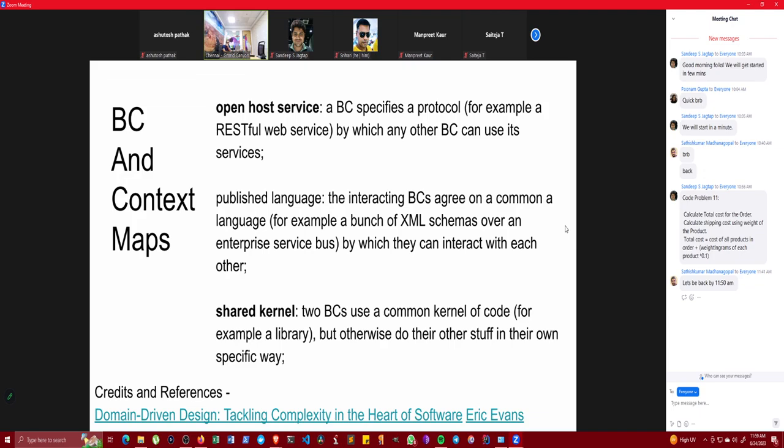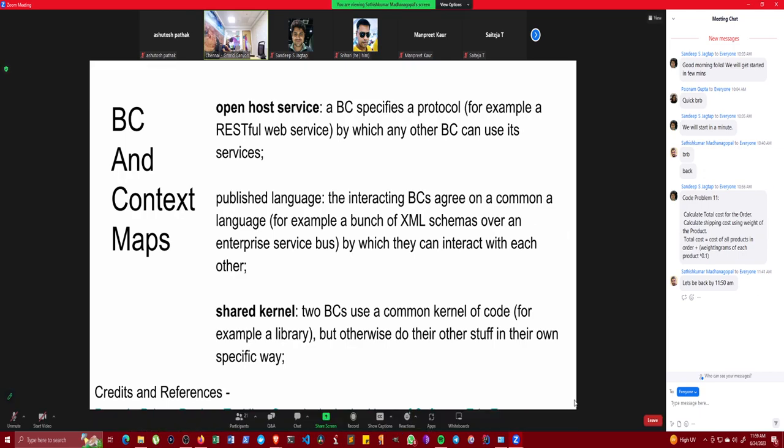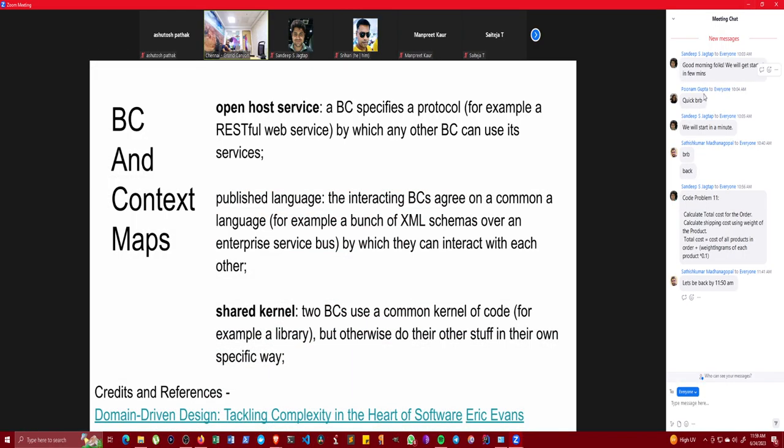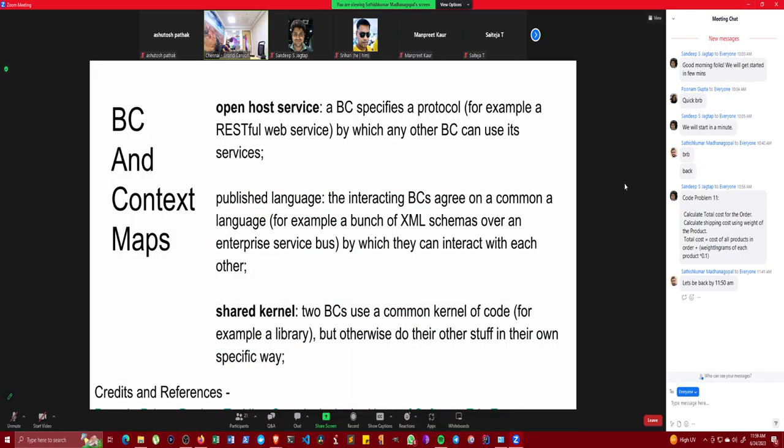And finally, we have the shared kernel approach, where two bounded contexts can use a common kernel. For example, it can use a library. So I think these are the different context maps that we have in terms of bounded contexts. Anything anyone wants to add?